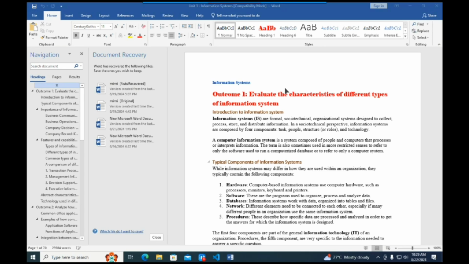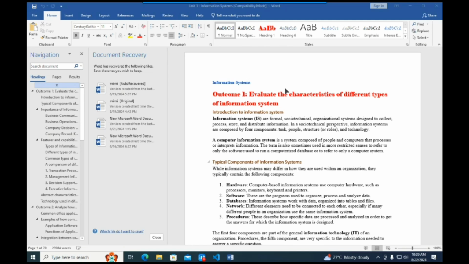So if we look at the socio-technical perspective of information systems, we are going to see four major components that make up an information system. The first component is the task. The task is basically what that information system does. Number two is people. We will need people to design information systems. We need people to actually oversee how processing is done, and everything.